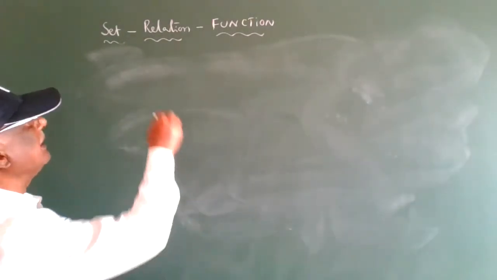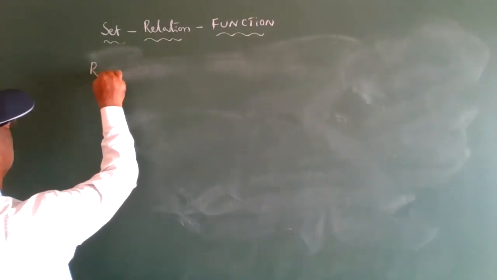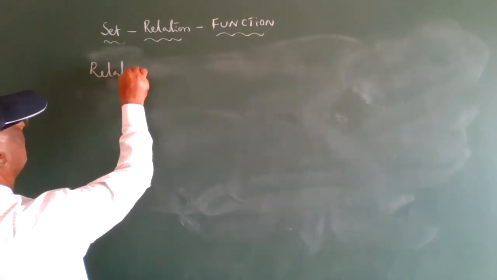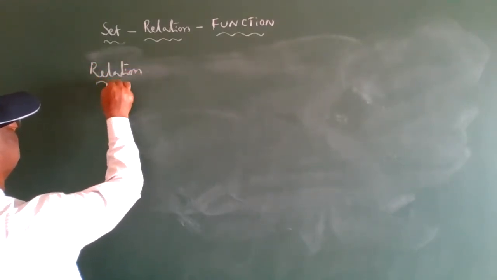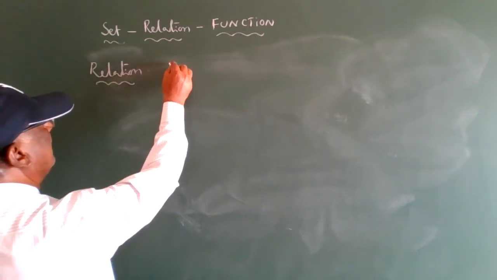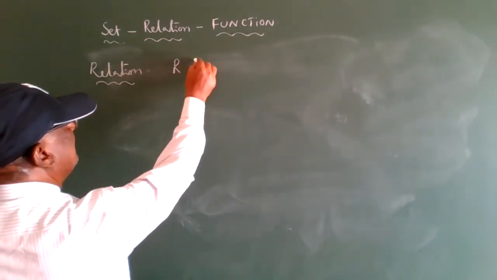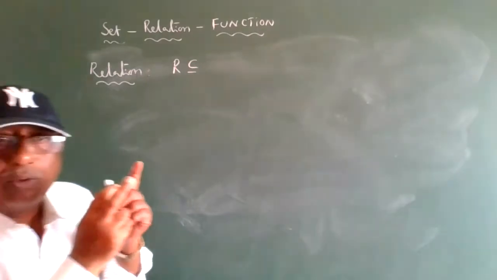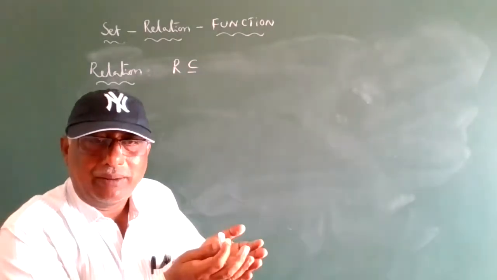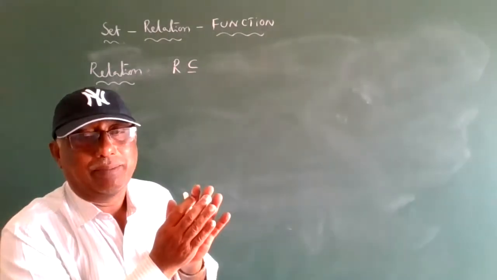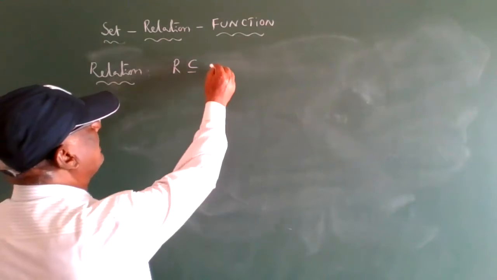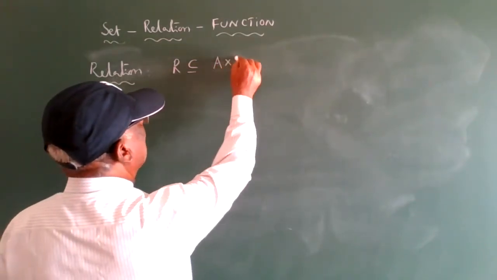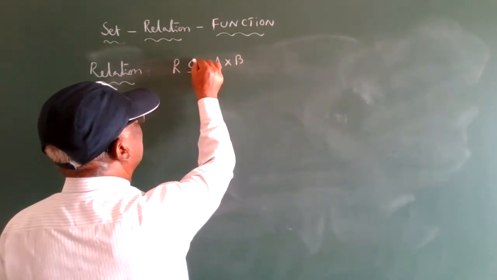Right. Everyone see relation. Relation symbol is R, a subset. It is only one condition. It is some elements of the total elements of the Cartesian product, and that is called a relation.